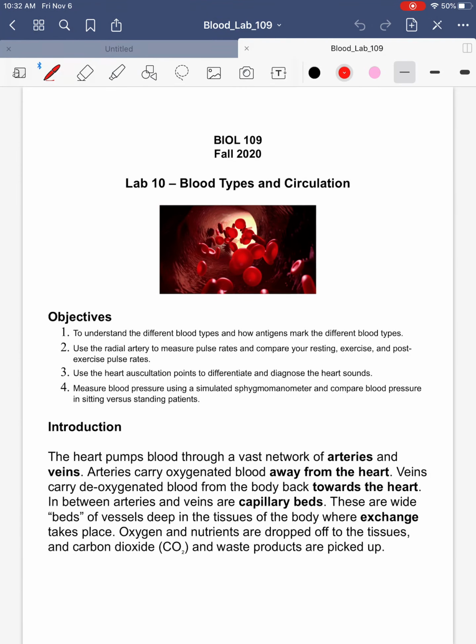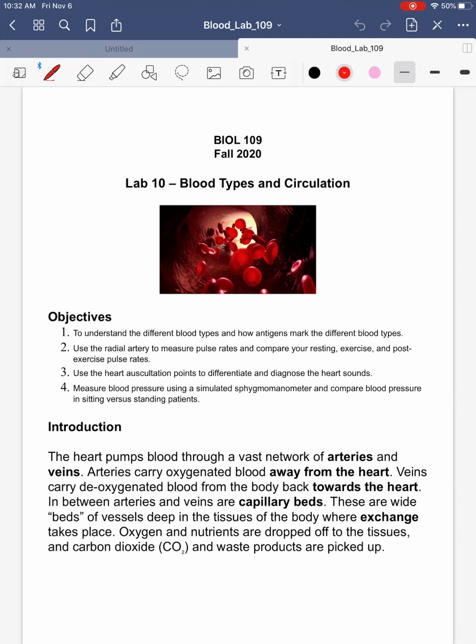It's time for the blood lab, everybody. This is Dr. Jenkins for a little bit of an introduction to our lab this week on blood typing. And in addition, we'll talk a little bit about taking pulse and taking blood pressure.